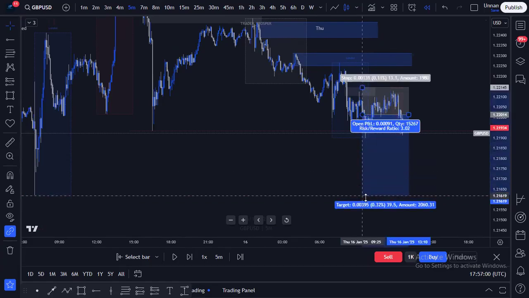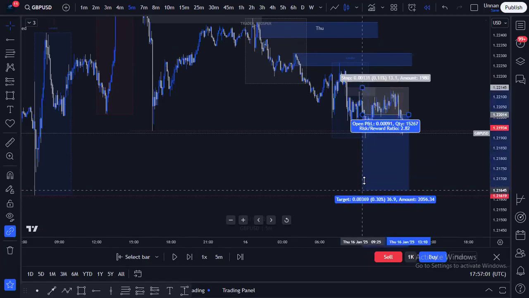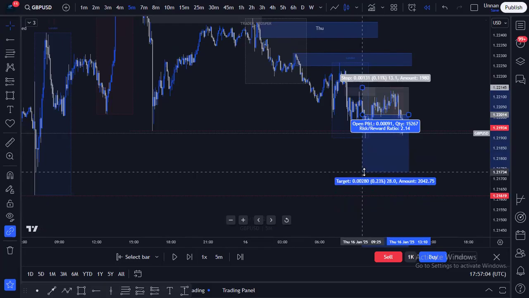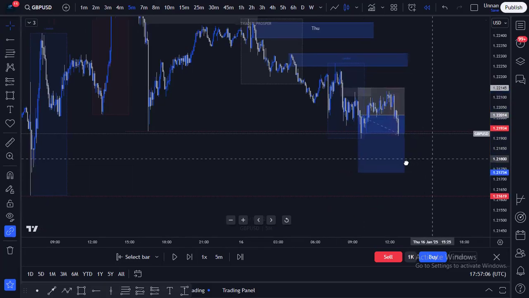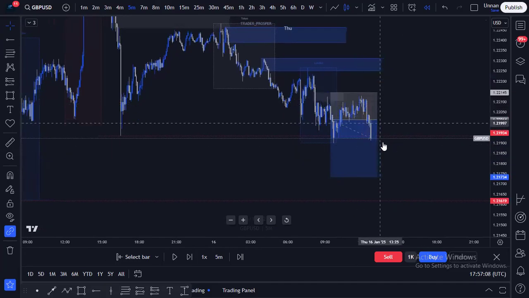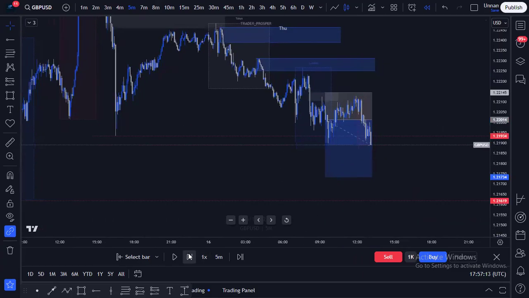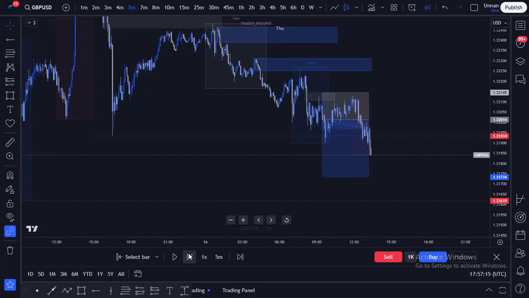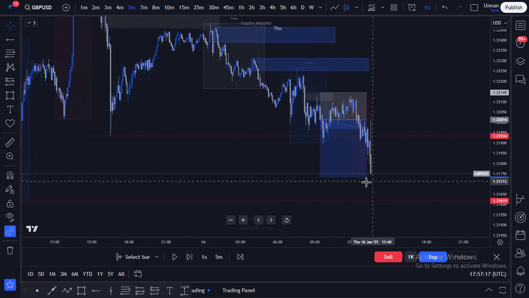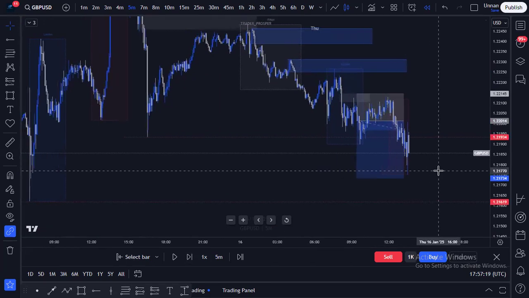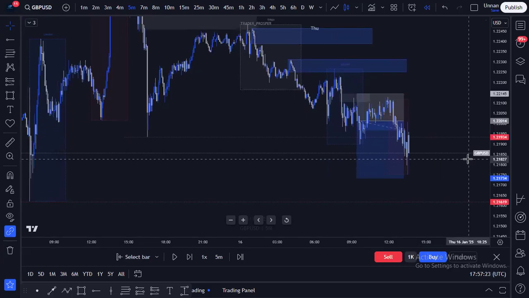Now, this was the second take profit here, or you can target this point for a 1 to 2. You can see price did play out nicely. This was what happened. Look at it. That was how I had a loss for today's trade.